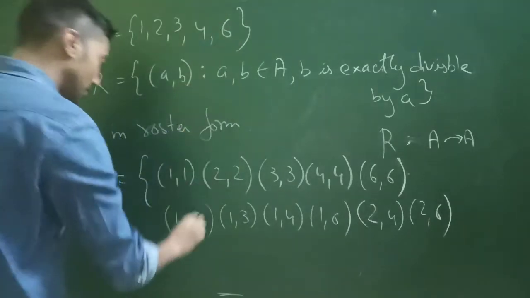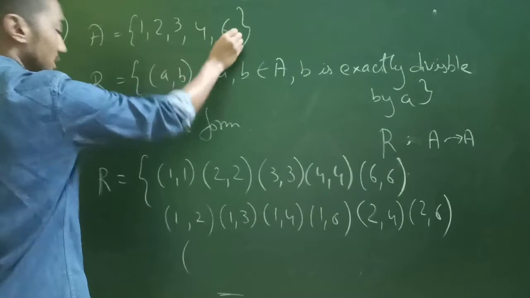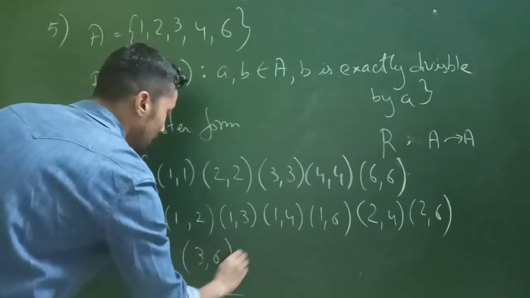Done. Now we take 3. 3 can divide 4? No. 3 can divide 1? No. 2? No. But 3 can divide 6.